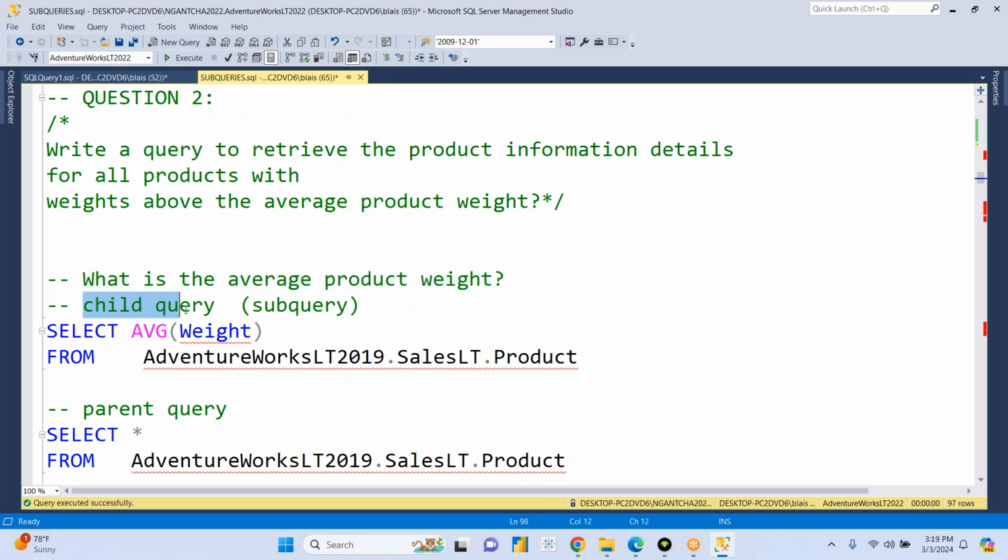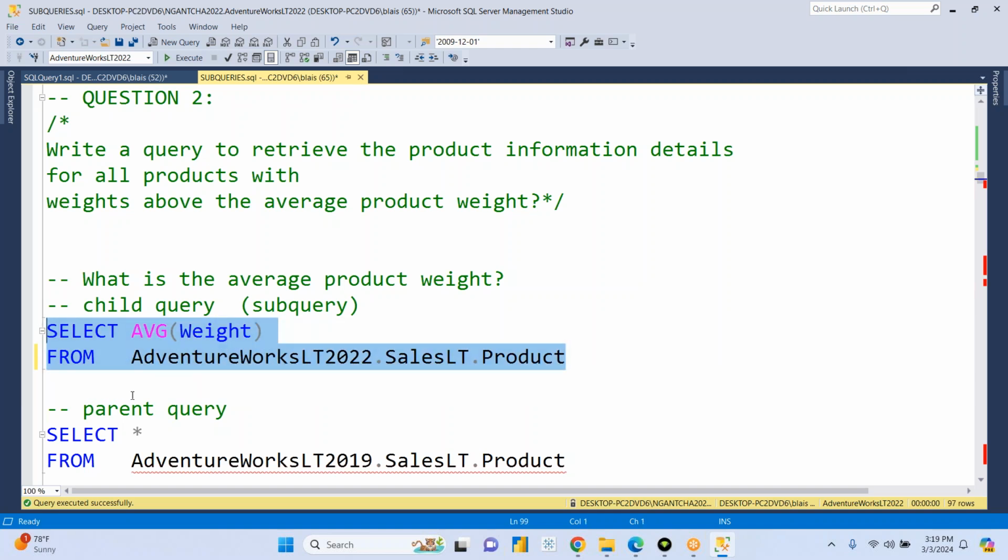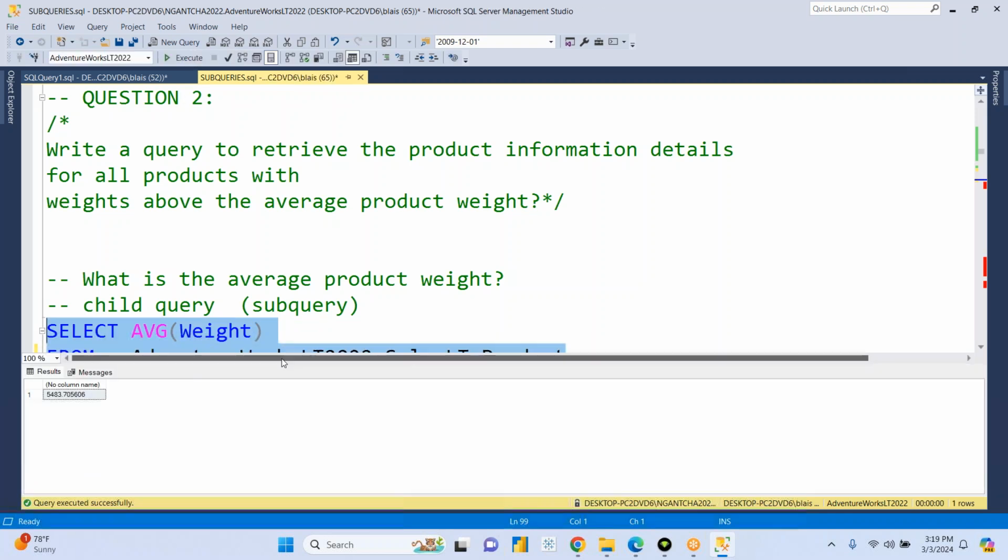This will become our child query. Some people call it the subquery. And this is the investigation we are doing right here. Please just do me a favor to change this to 2022. So this is us investigating the average product weight right there. And that's the value.